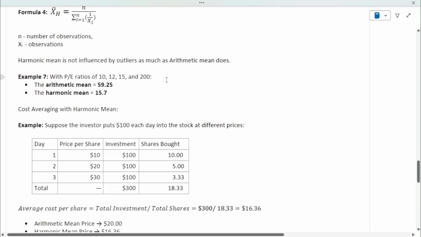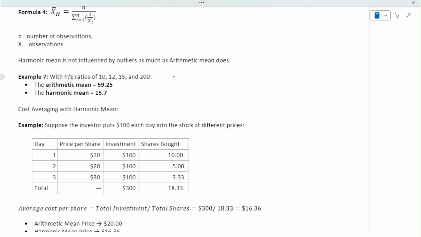In example 7, we can see it more clearly. Here we talk about the P/E ratio. Let me give you a little bit of background on what the P/E ratio is. P/E ratio is basically the ratio of stock price, or price per share, to earnings per share.